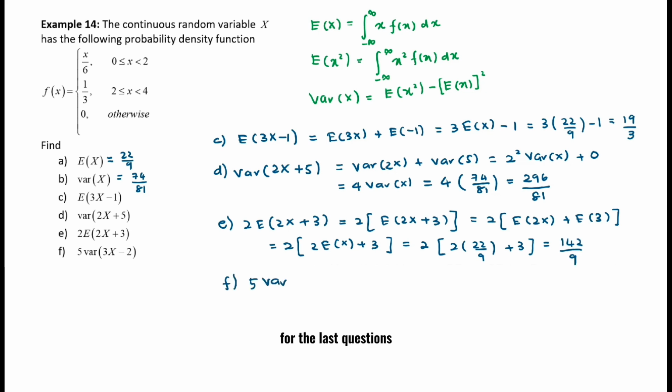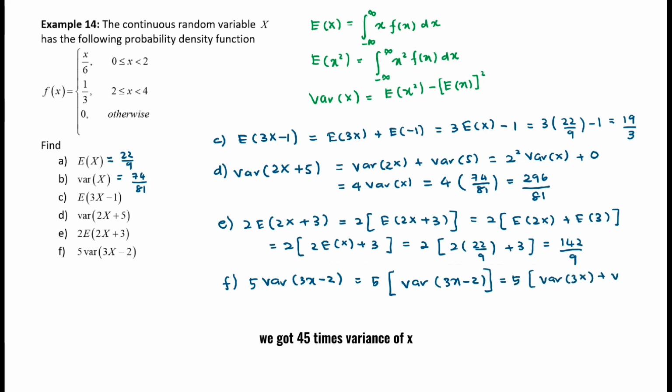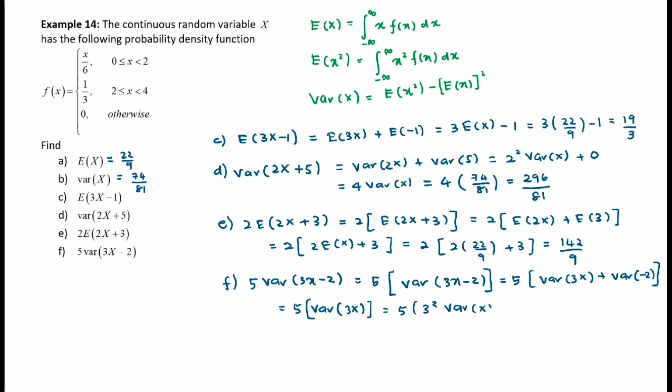For the last question, we want to find 5 times the variance of 3x minus 2. Using the properties of variance, we got 45 times variance of x. Substitute the value of 74 over 81 into the function and we got 370 over 9.